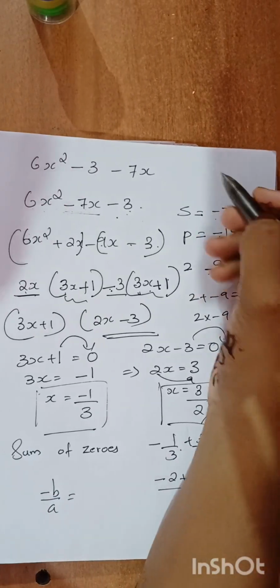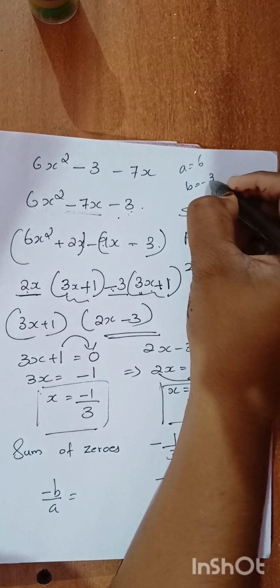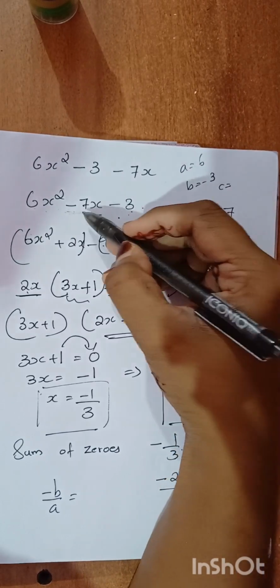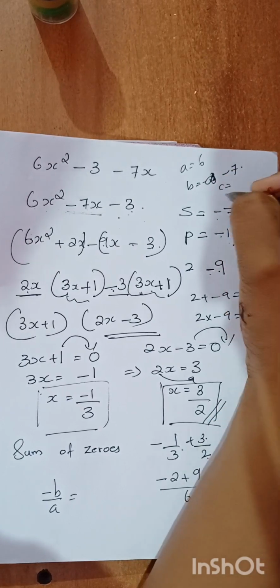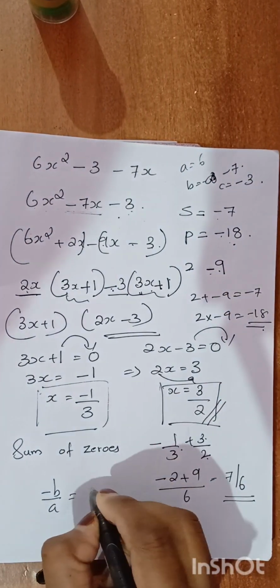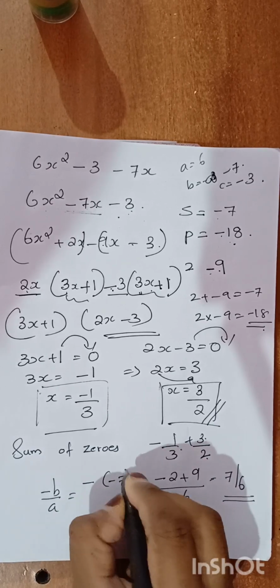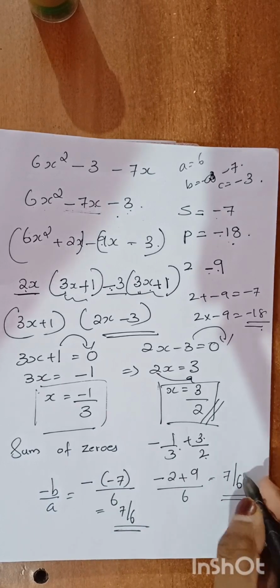In the equation here, a is equal to 6, b is equal to the coefficient of x, that is minus 7, and c is equal to minus 3. Substitute that here. Minus b means minus of minus 7, by 6. So the answer is 7 by 6. Both the answers are correct.